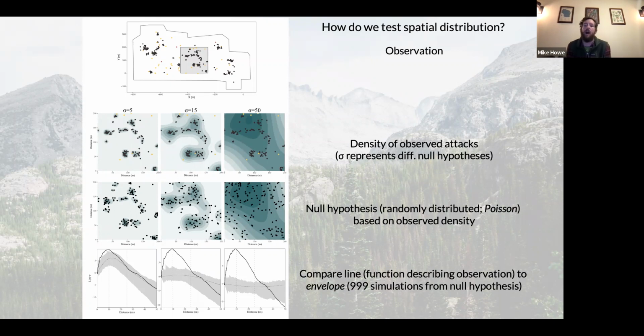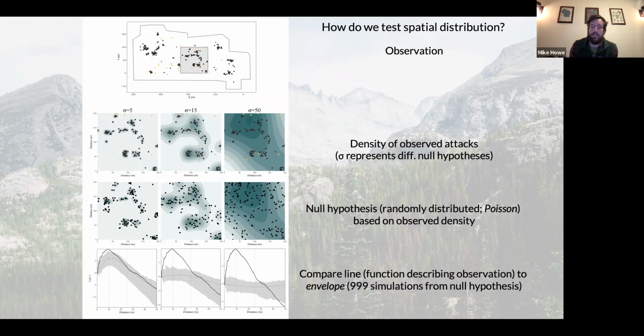And we can then look at the density of observed attacks with these three different null hypotheses, sigma equals 5, all the way up to sigma equals 50, which really is just different ways of thinking about scales of aggregation in this system. And then based on this density of observed attacks, we can construct a null hypothesis that states that attacks are randomly distributed based on a Poisson point process based on the observed density.